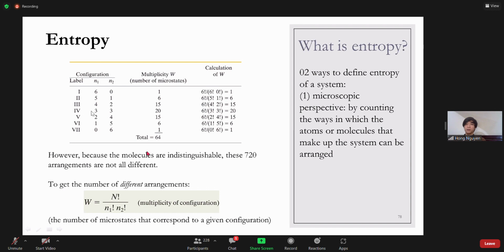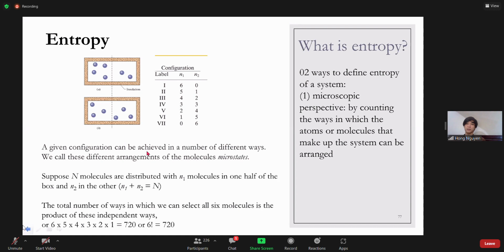Is it okay? So for the situation that half of the box will have 3 molecules, and the other half of the box will also have 3 molecules, we see that this configuration has the biggest number of microstates. Yes, we have n equals n1 plus n2. I think it's already written here. Okay.